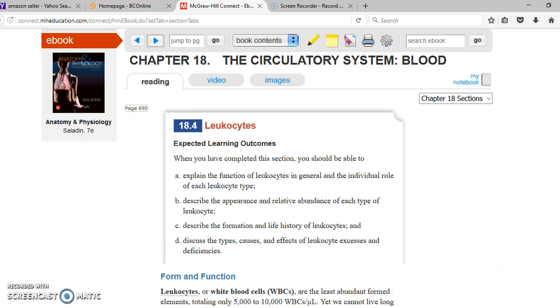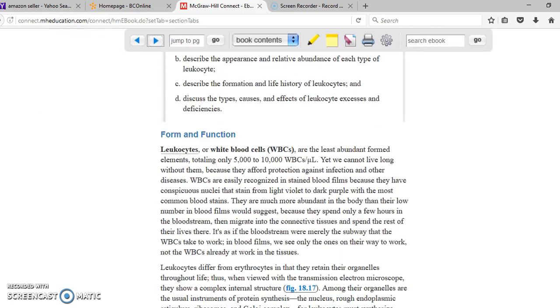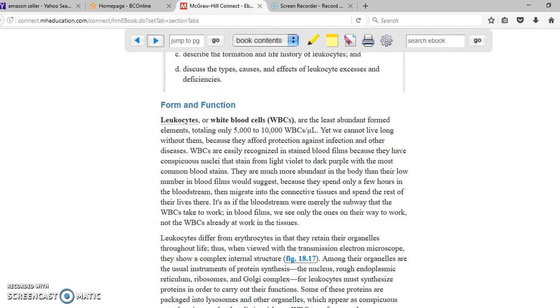Okay, the next cells we are going to talk about are the leukocytes, or white blood cells. We already talked about it in the sense that we said that the number of white blood cells that we have in our body is approximately 5,000 to 10,000 per microliter. The job of the white blood cells is basically to protect our body.